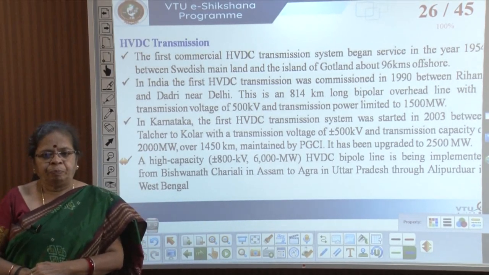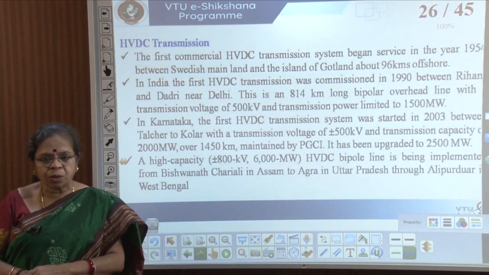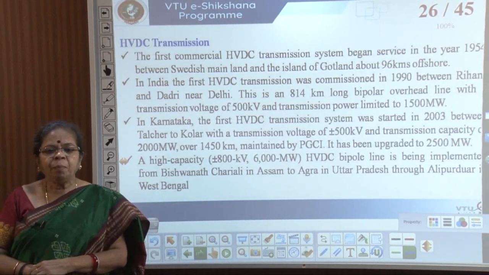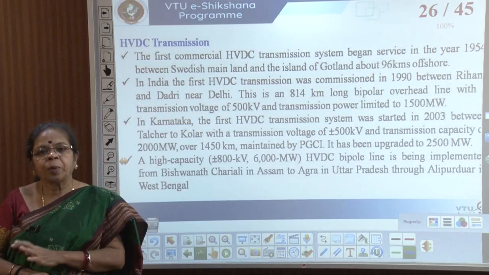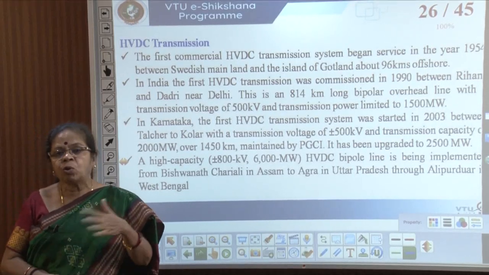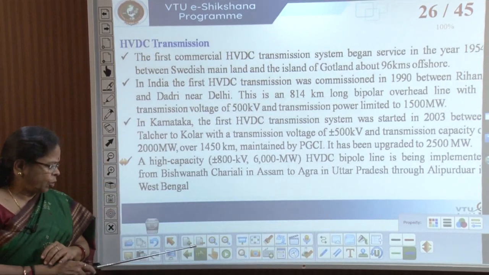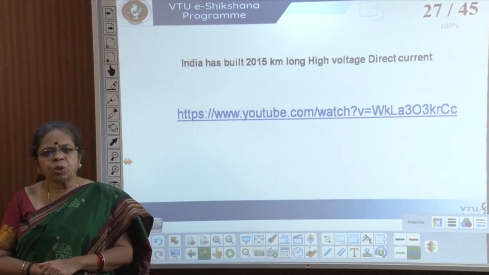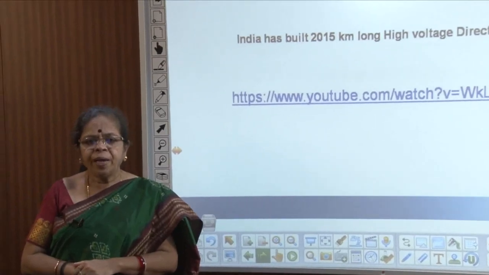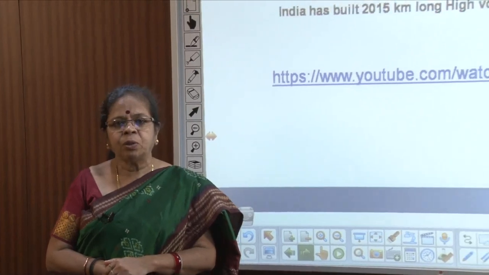A high capacity plus or minus 800 kV, 6000 megawatts bipolar line is being implemented from Biswanath in Assam to Agra in Uttar Pradesh through West Bengal. So you can see India is no less, and we are also making rapid strides in HVDC transmission. Now, we can watch a beautiful video of India's 215 kilometer long high voltage direct current line. This video is available on YouTube, and I thank YouTube for making this available to the general public.